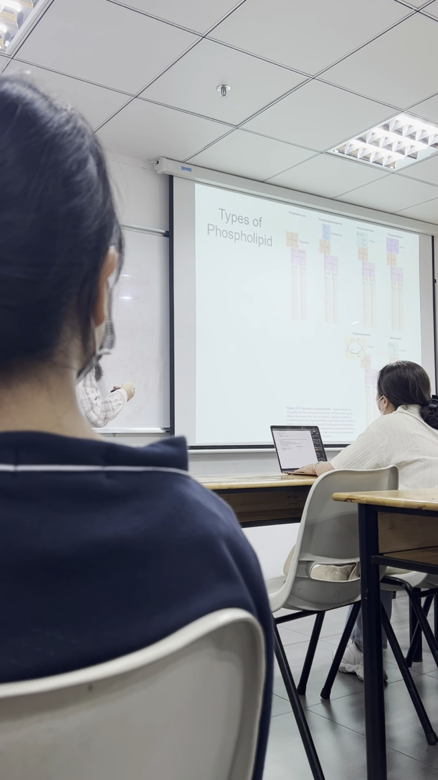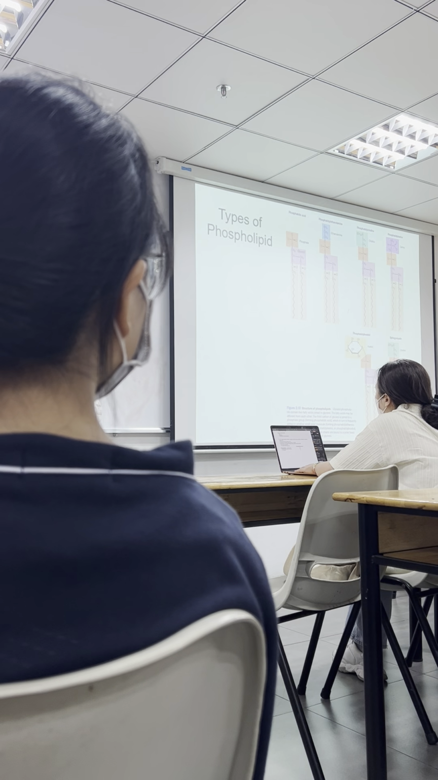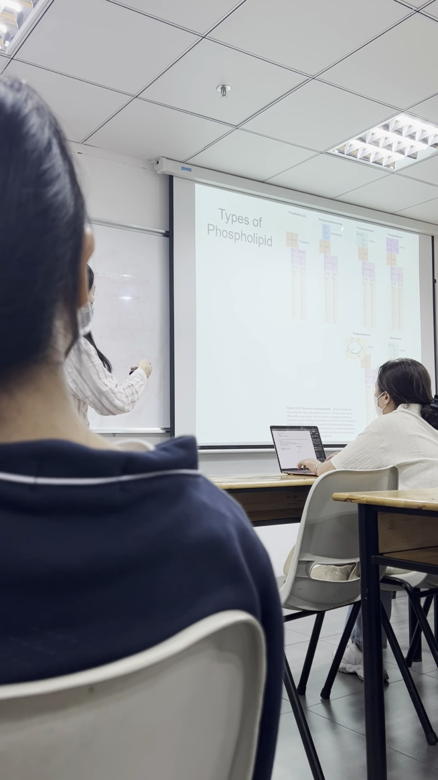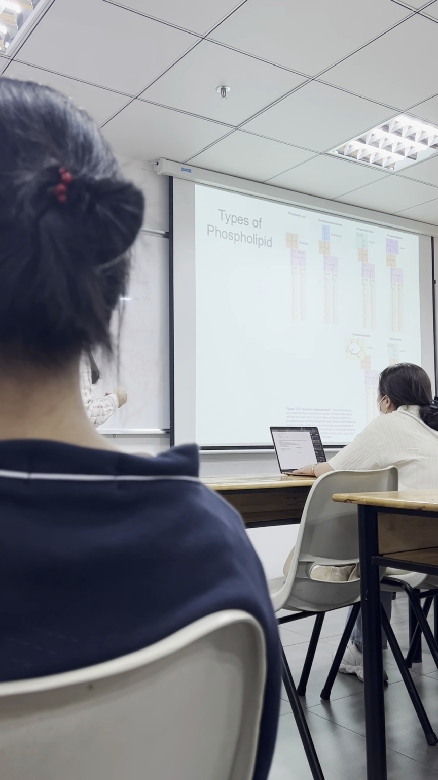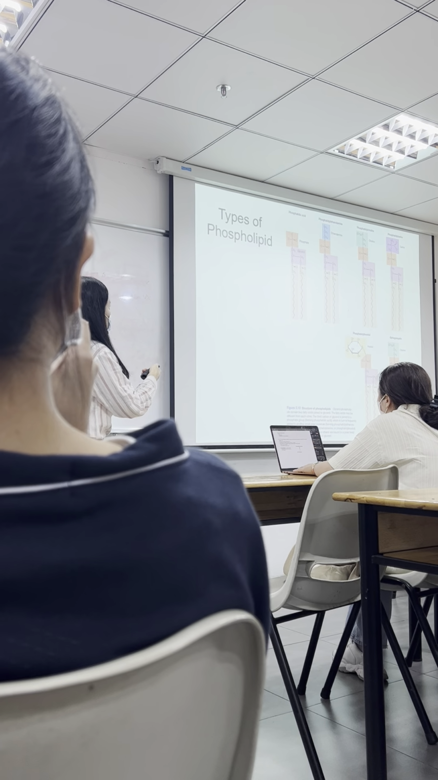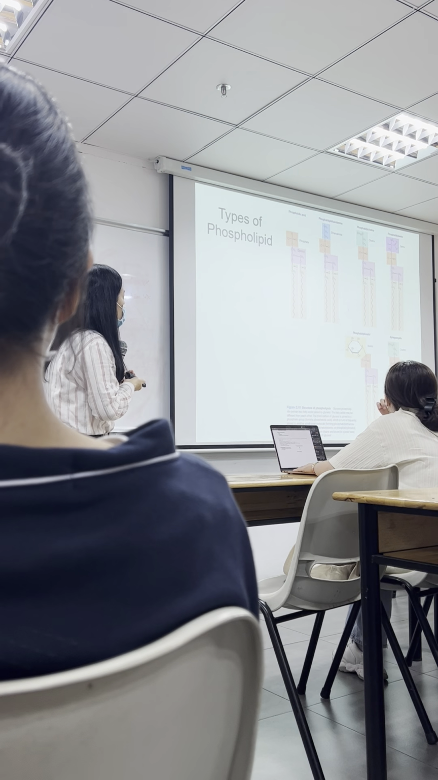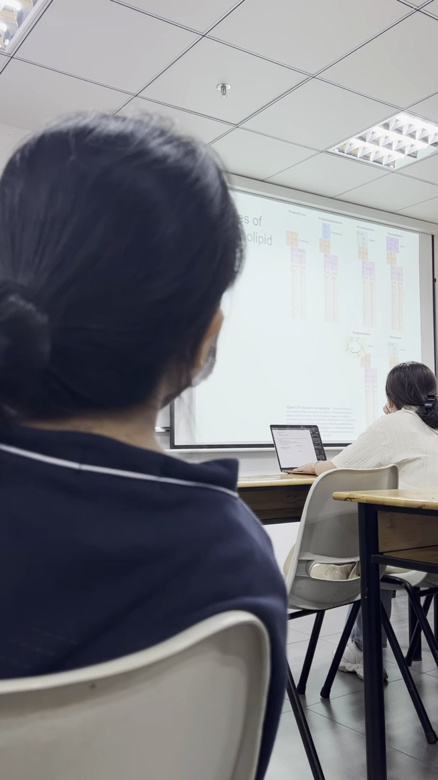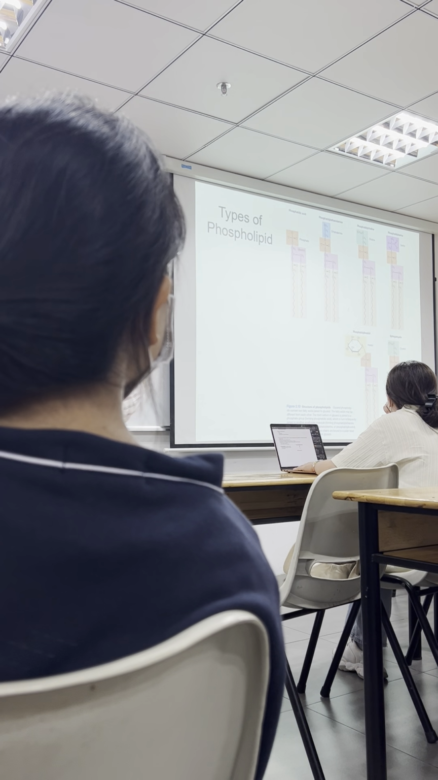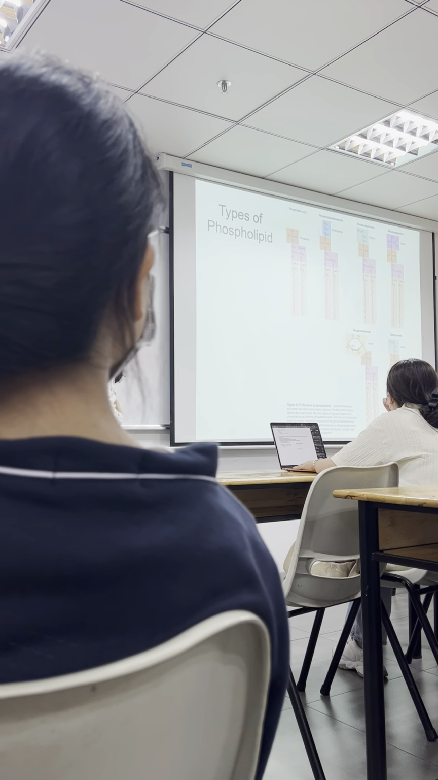In nature, we have 6 types of phospholipid. The difference is the functional group in the head. So all of them contain a glycerol phosphate group and fatty acid. The only difference is the functional group which attaches to the phosphate group.